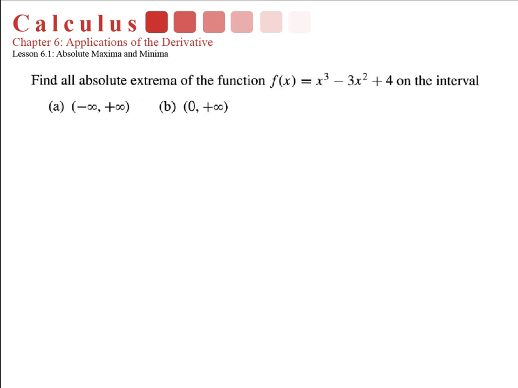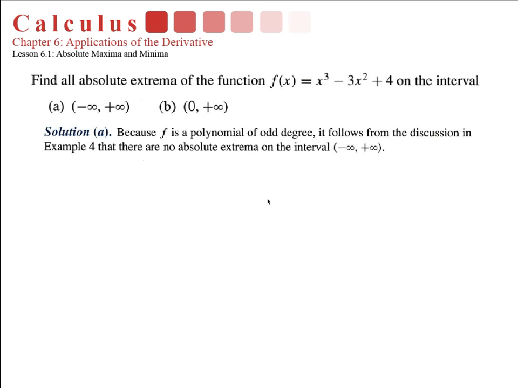Find all the absolute extrema of the function f of x equals x cubed minus 3x squared plus 4 on both intervals. First, the whole real line. Second, the line from 0 to positive infinity. Well, this function is a polynomial, and we've already talked about polynomials. This is an odd degree, which means that the end behavior is different. The leading coefficient is positive 1. That means that as x goes to negative infinity, the function goes to negative infinity, and as x goes to positive infinity, the function goes to positive infinity.